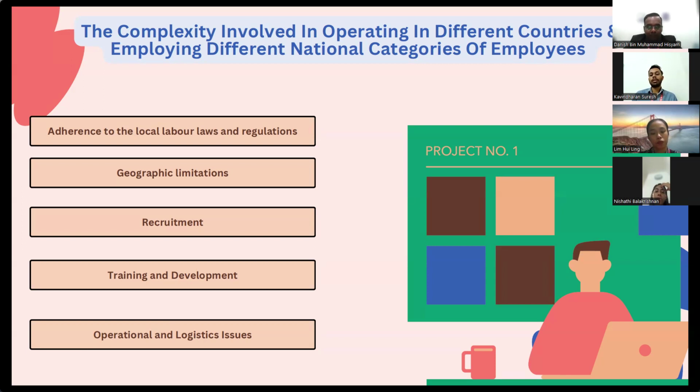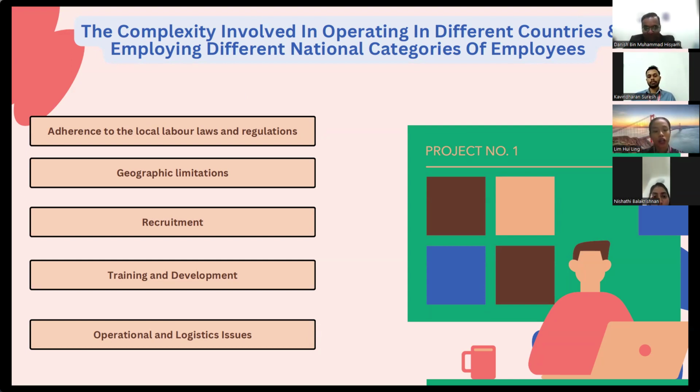The next one is recruitment. Recruitment here involves employing different national categories of employees who come from different backgrounds, different cultural perspectives, and different opinions. So recruitment consumes more time, with a more thorough background checking process and also a tedious interview process. So that's another complexity. Next two are training and development and also operation and logistic issues.